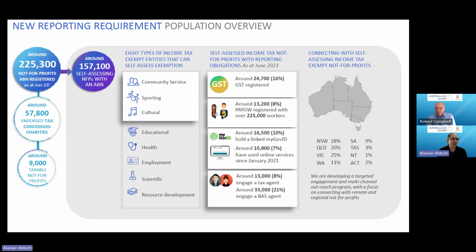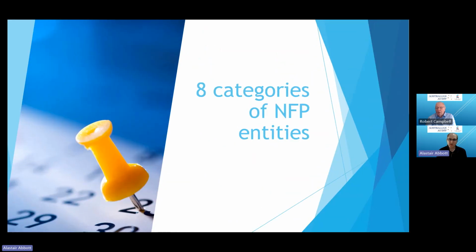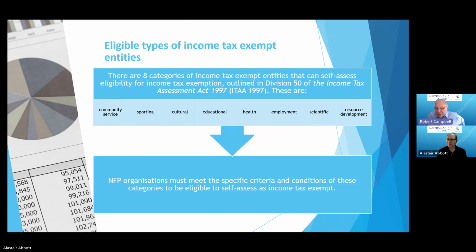But you can see that from the ATO, they're saying, well, we've got this 160,000 entities that now need to lodge, but there's probably only about 10% of them that actually have that MyGovID set up, and quite a small number that are using a tax agent or a BAS agent to date. So I'll hand over to Bob, who can now talk us through these 8 categories. And Al, you'll progress the slides on my request.